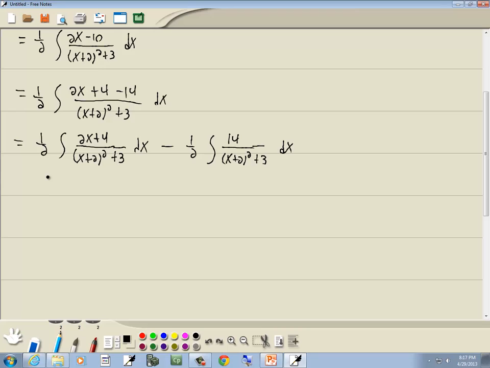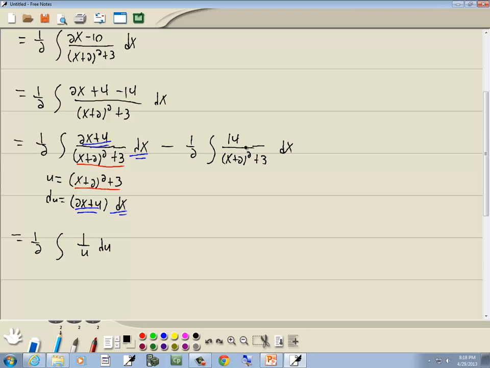Okay, so for this one, u is going to equal x plus 2 squared plus 3. And the derivative of that we already set up above. Take your power, put it out in front. That gives us 2x plus 4 dx. So all that is accounted for with that. 2x plus 4 dx, that's going to be replaced by du. So we got 1/2, and this becomes 1 over u du.